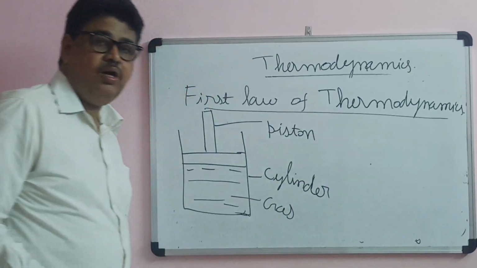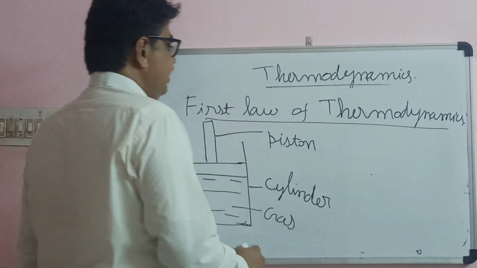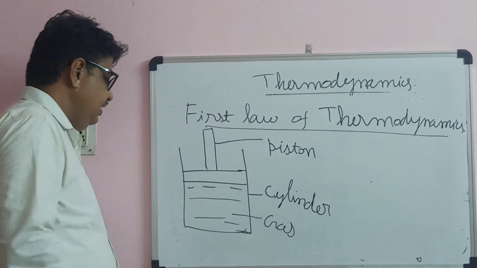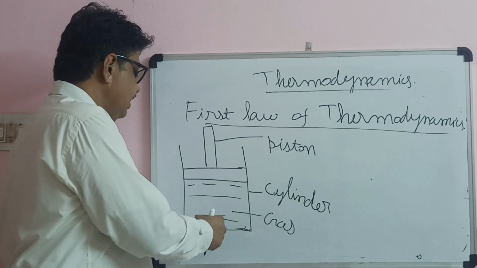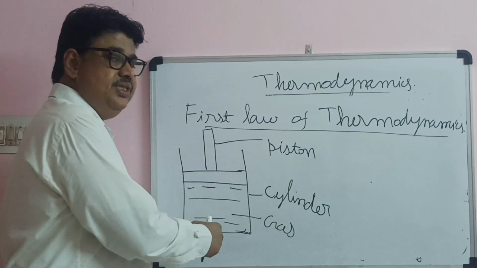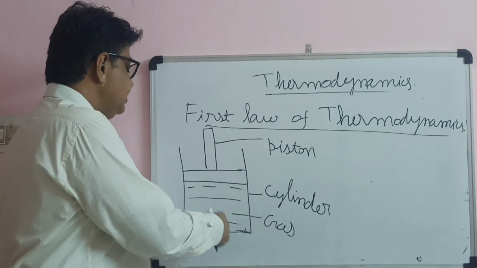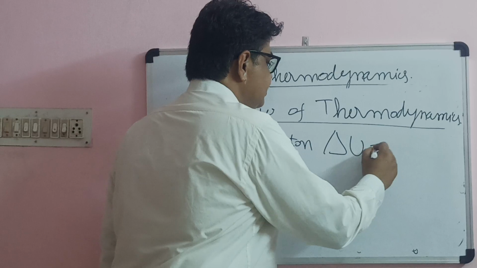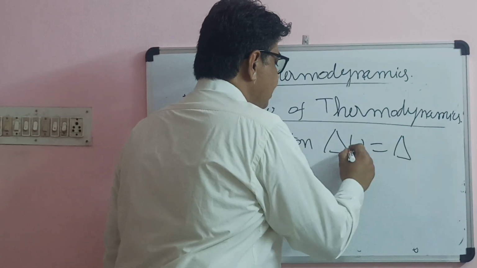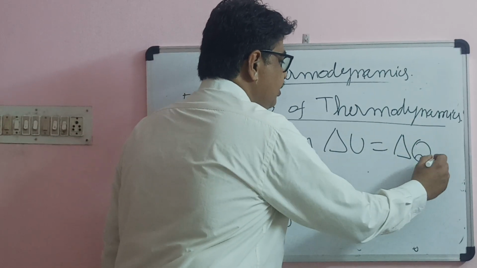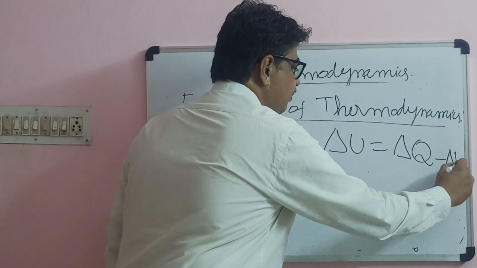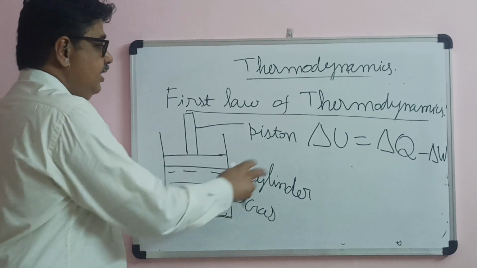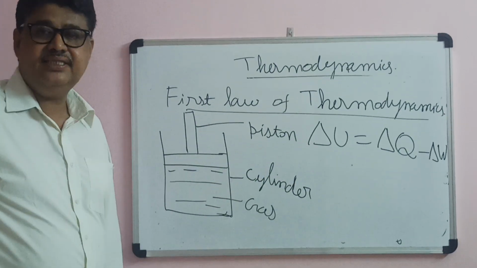According to the law of conservation of energy, heat is absorbed by the gas, and because of the heat, internal energy increases and work is done by the gas. Therefore, delta U is equal to delta Q minus delta W, where delta W is the work done by the gas and delta U is the increase in internal energy of the gas.